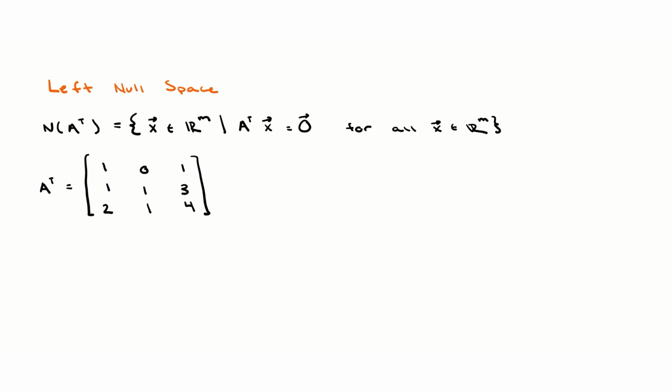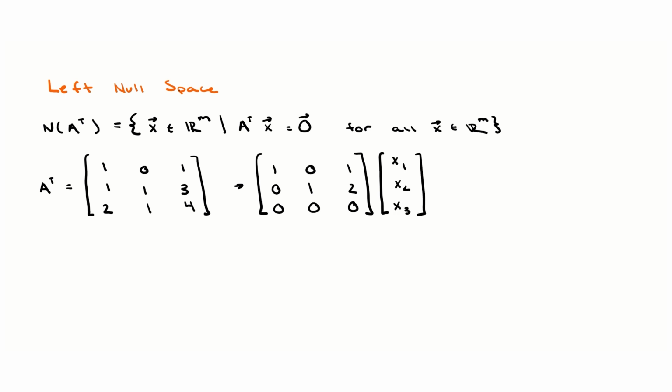So we're finding the null space of A transpose, and the first thing that we need to do is row reduce. Now, we row reduced A transpose earlier in this tutorial, so I'm just going to skip ahead. Alright, so we've row reduced A transpose, and we'll multiply this times an x vector and set this equal to a 0 vector.